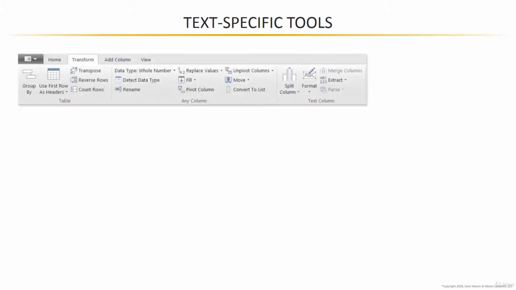Next up, we've got text-specific tools. And looking at the Transform tab in the Query Editor, you'll notice that Power BI groups different sets of tools together based on their purpose or function. So in this case, we'll find all of our text-specific tools grouped together at the end of the ribbon. And within this group, we have some really interesting, powerful options.